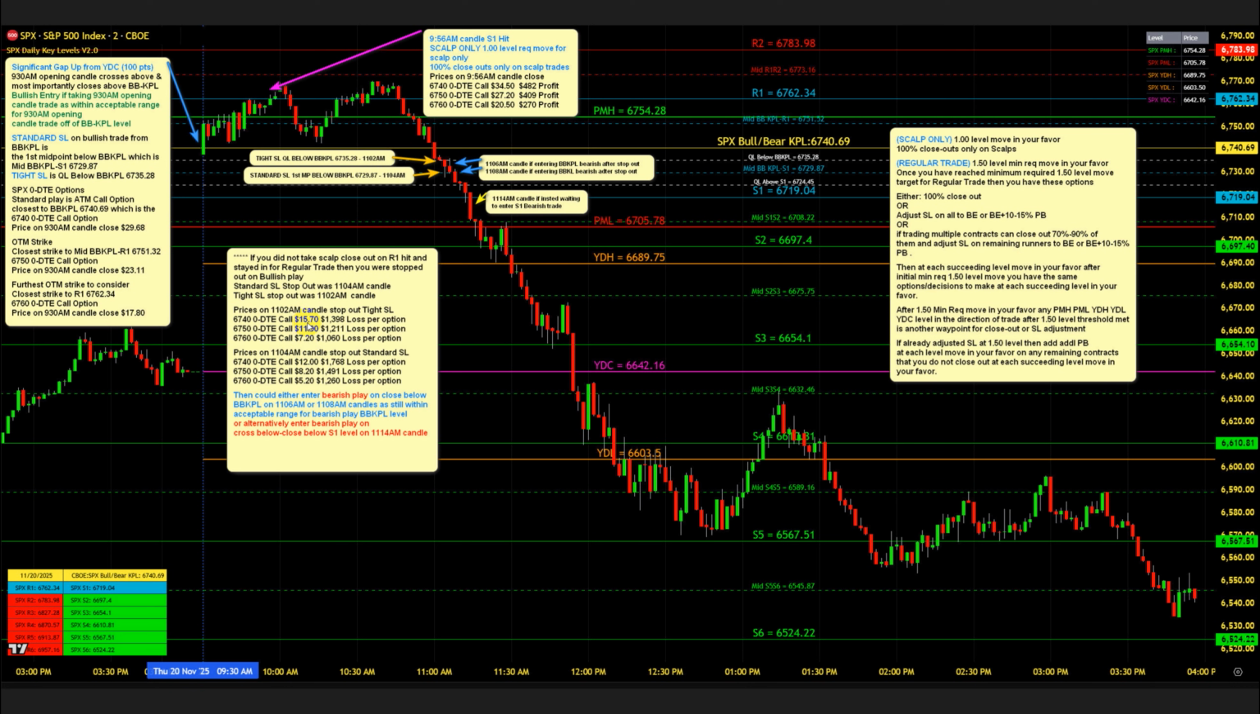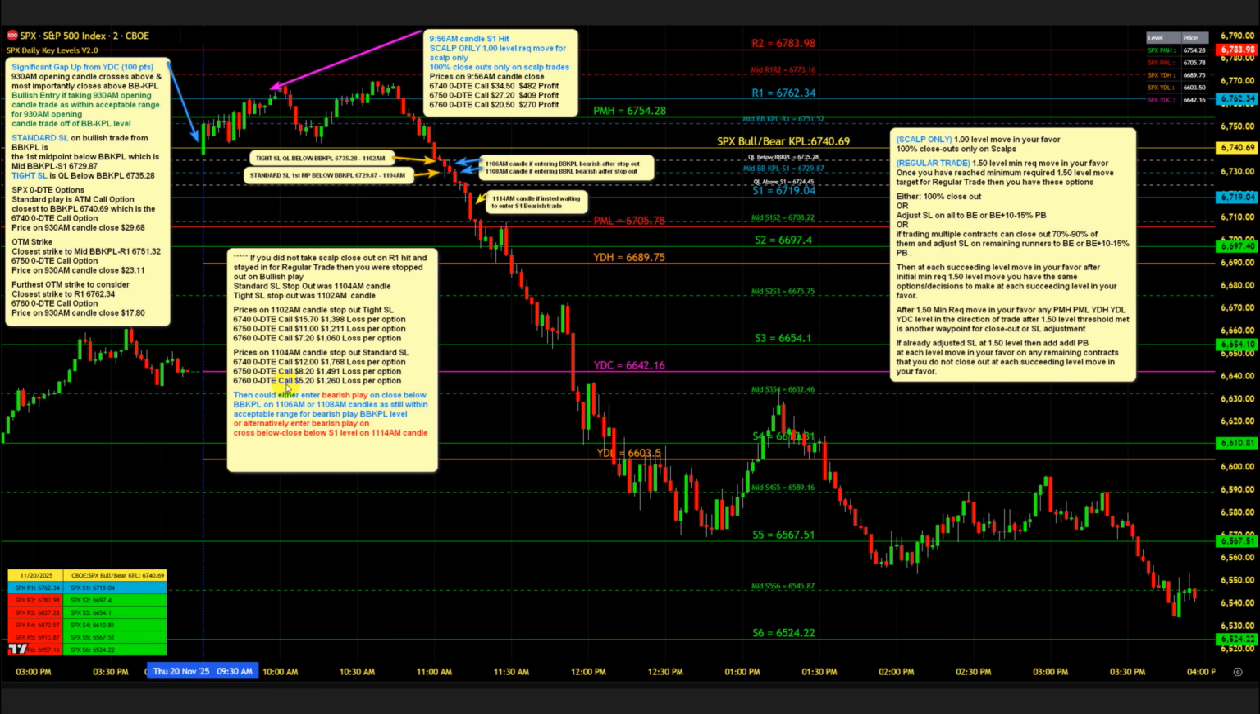So on the 67.40, the stop out on this tight stop loss was $15.70. That's a $1,398 loss per option. On the 67.50, it was $11, so that's a $1,211 loss per option. The 67.60 was $7.20, so that is a $1,060 loss per option. If instead you use the standard stop loss, then the prices on the 11:04 a.m. candle stop out were $12 on the 67.40, so that's a $1,768 loss per option. The 67.50 was $8.20, so that's a $1,491 loss per option.